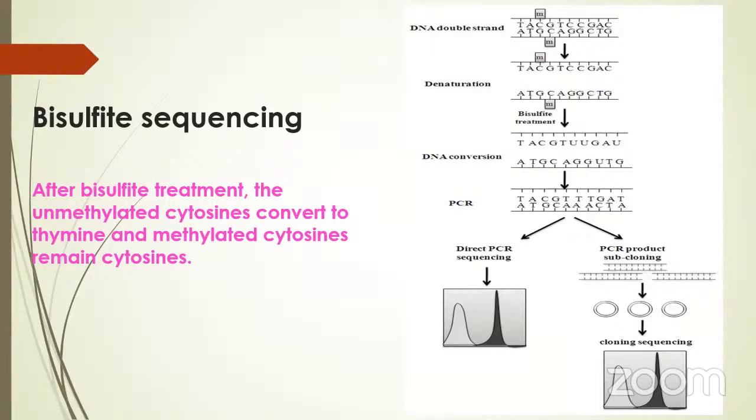So this simple thing, after sequencing, you will get to know wherever there is a uracil, that means that was actually cytosine. But wherever there is a cytosine in the sequencing result, that means that C is methylated. So bisulfite sequencing is very useful.